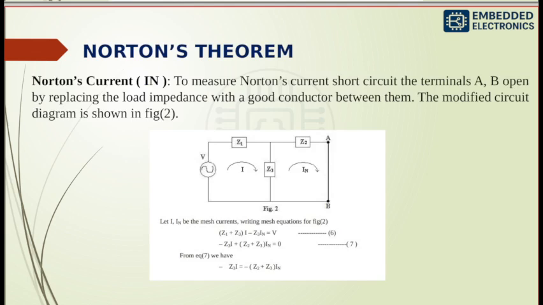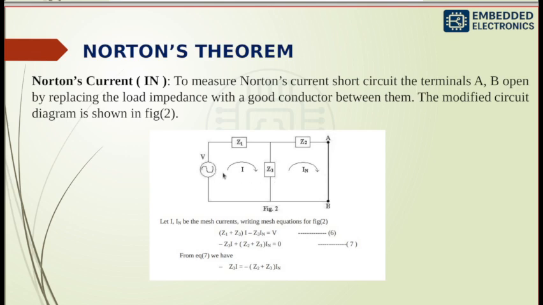Now we need to find the Norton's current. To measure Norton's current, short circuit the terminal. So to find VTH, we need to open circuit, right? But here for Norton's current, we need to short circuit the terminals A and B by replacing the load impedance with a good conductor between them. So the modified circuit can be written like this.